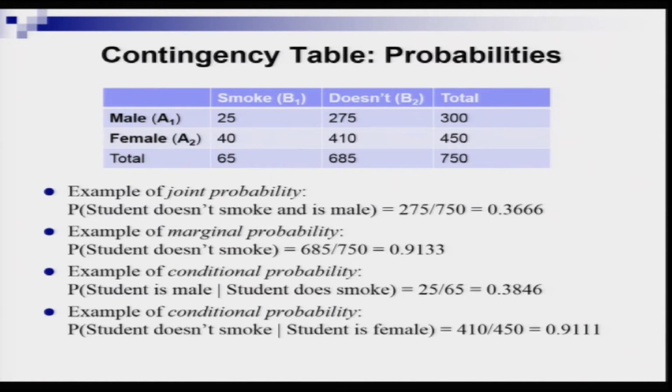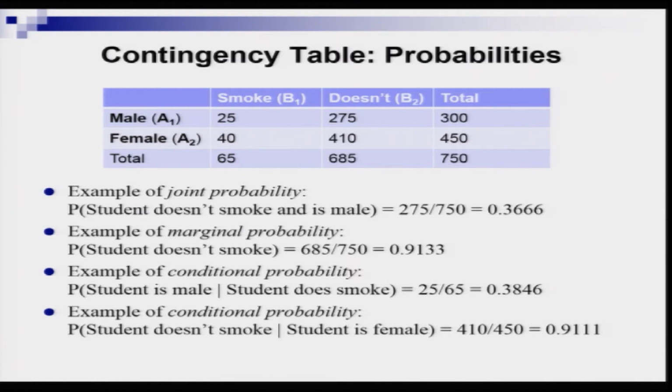So, again going back to the contingency table, 25 is the number, and then you have to divide that number by 65. If you do so, you get a number 0.38, which is the measure of the conditional probability we are talking about. Last example of conditional probability.